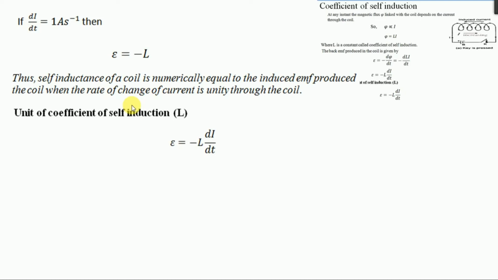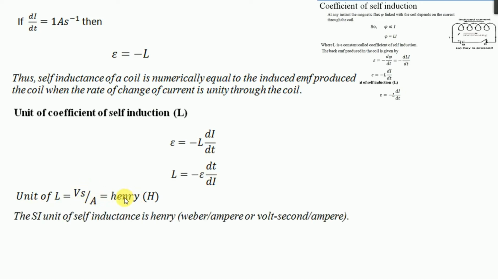Now we'll find the unit of self induction. I'll take this L this side, so L will be EMF into dt by di. Now I'll put the unit of EMF, dt and di. The unit of EMF is volt, the unit of time is second, and it is divided by the unit of current, which is ampere. So the unit of coefficient of self induction is volt second per ampere, and it is equal to Henry.